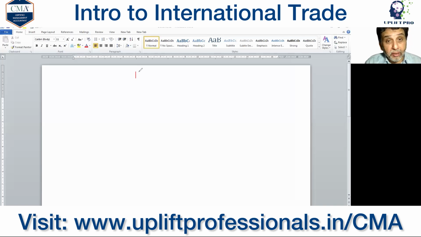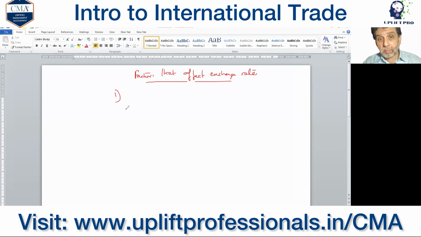Factors that affect exchange rates. Even governments find it very difficult to predict which way the exchange rate will move. There are some factors which I'm going to list down here. It could be a combination of these factors, or a single factor causing exchange rate fluctuations. But generally, it's a combination of factors, not only a single factor. One is the pure thing, demand and supply of the currency.